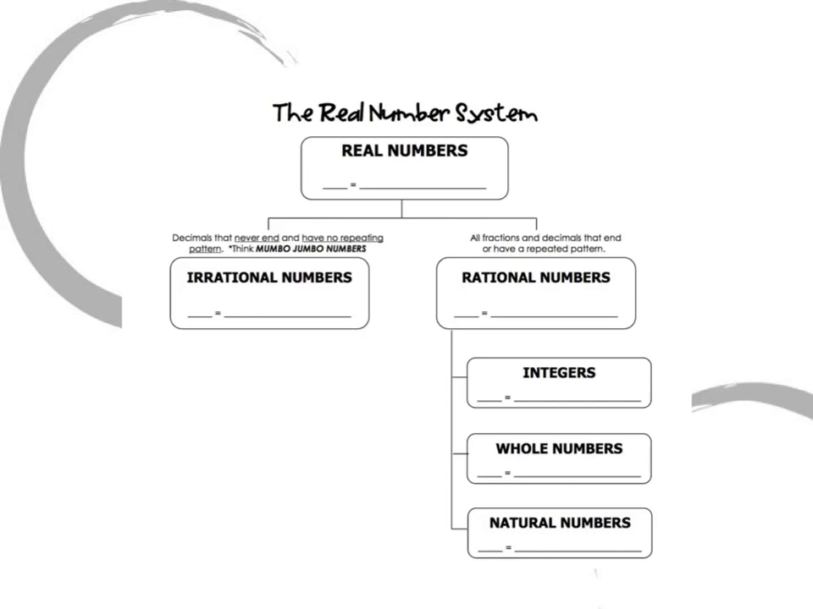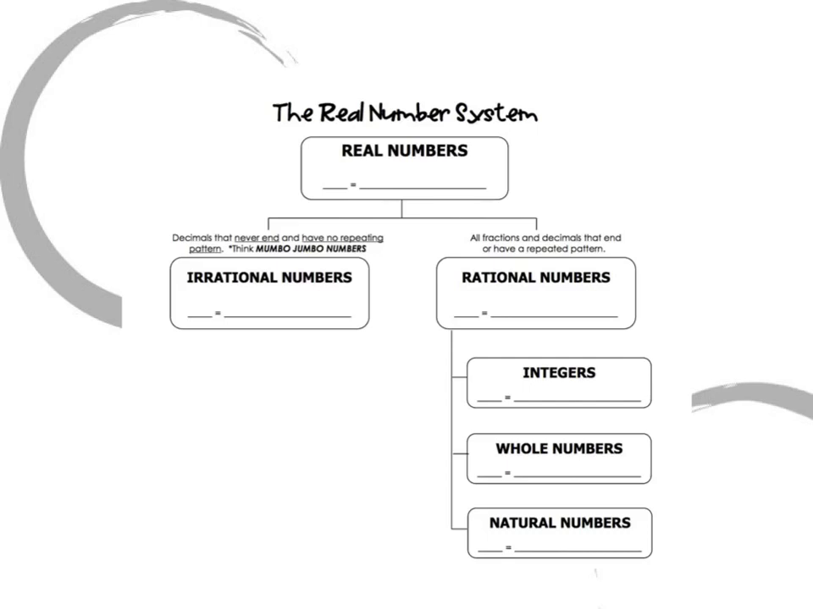So under rational numbers, we have special names. Rational numbers are, again, those numbers that either will repeat or end, or they can be written as fractions or decimals. Some special rational numbers are integers. So those are going to be basically positive and negative numbers. So -7 is an integer, as well as 7 is an integer.